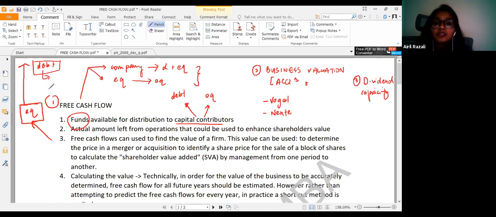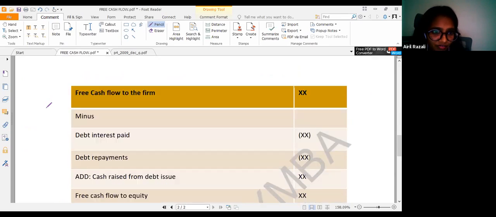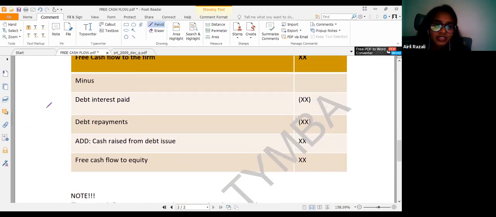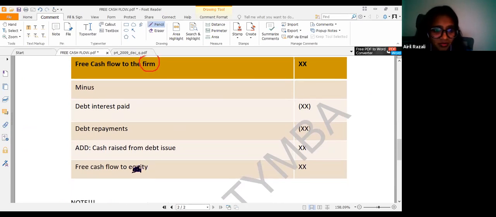What do I pay to my debt holder? Interest. So I just need to minus interest. So if you go down here, I'm not sure whether I have, yes, okay. So here, for free cash flow to the firm to become free cash flow to equity, any debt related adjustment is what I need to make.